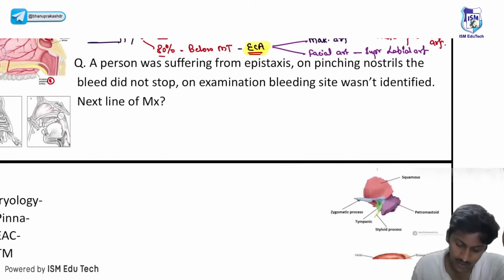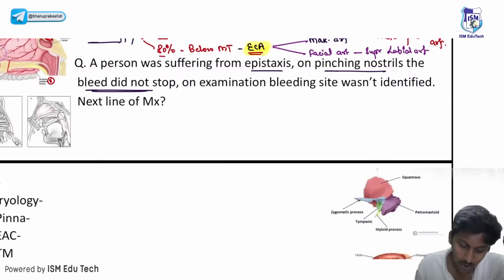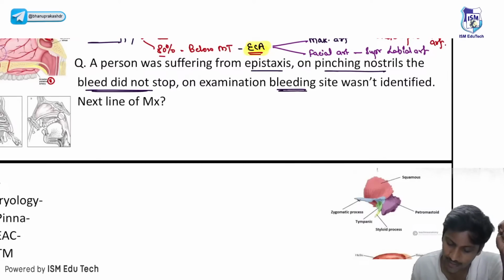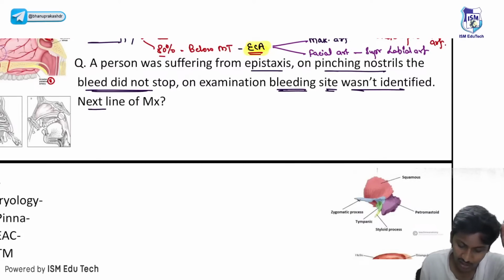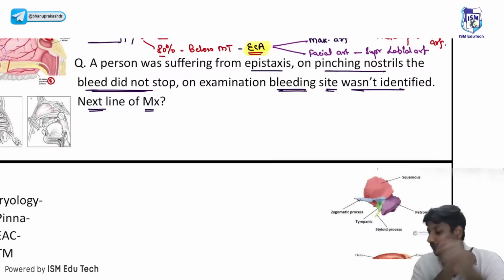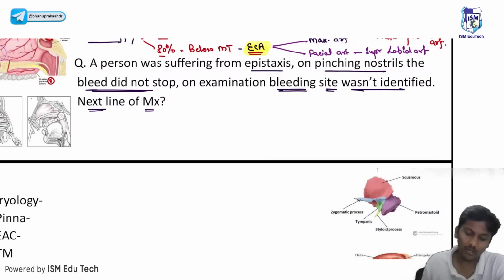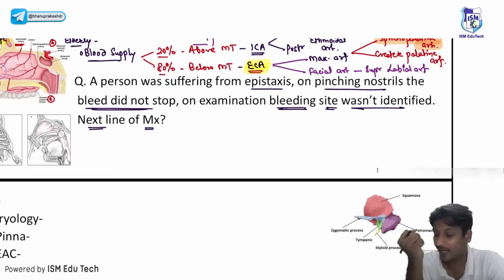Next, a person was suffering from epistaxis. On pinching the nostrils, the bleed did not stop. On examination, the bleeding site wasn't identified. Next line of management is? Now for epistaxis, please remember, there can be multiple causes. One of them I've told you, nail trauma. For the elderly, you are telling me.